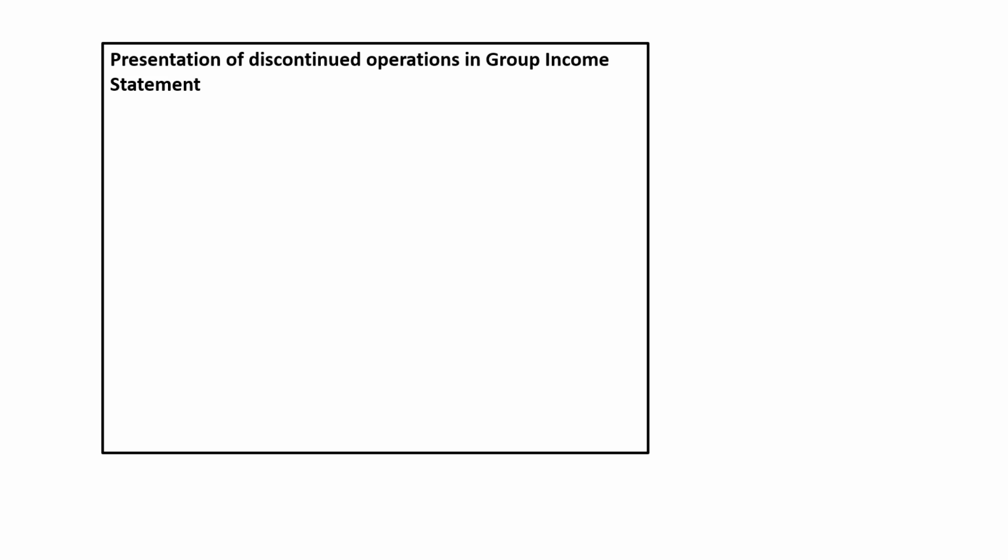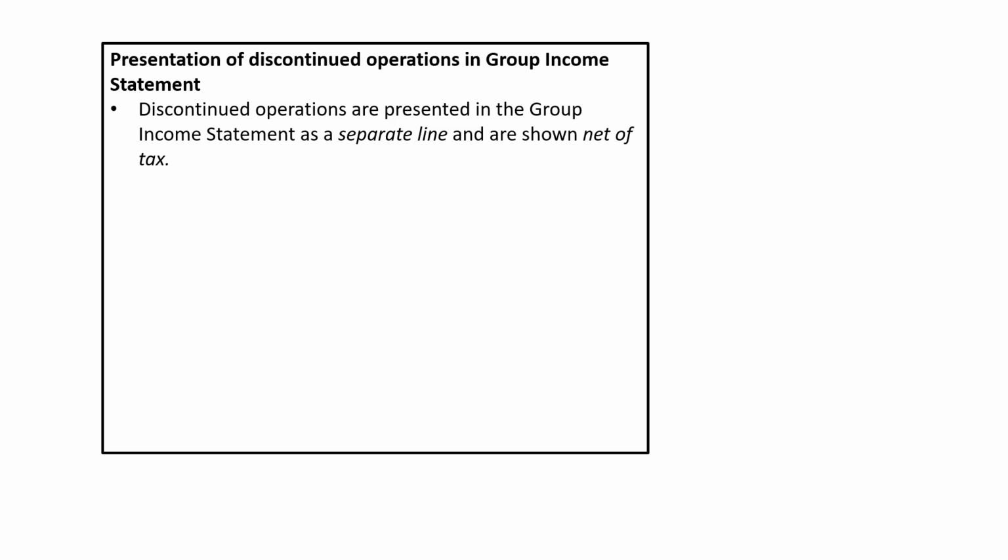In this slide, we will look at the presentation of discontinued operations in group income statement. Discontinued operations are presented in the group income statement as a separate line and are shown net of tax.